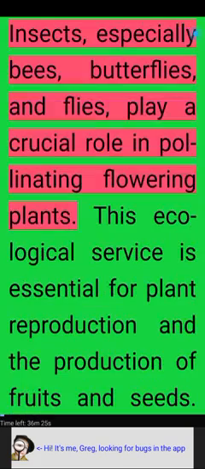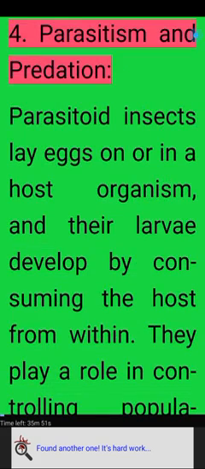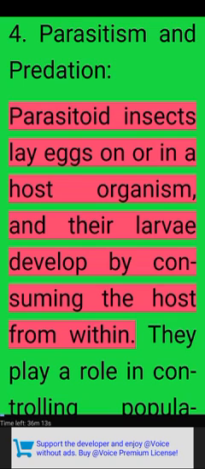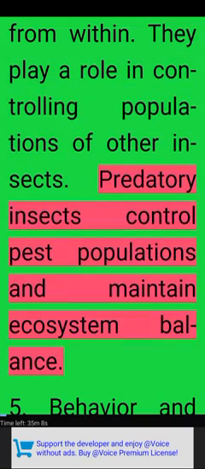3. Pollination. Insects, especially bees, butterflies, and flies, play a crucial role in pollinating flowering plants. This ecological service is essential for plant reproduction and the production of fruits and seeds. 4. Parasitism and predation. Parasitoid insects lay eggs on or in a host organism, and their larvae develop by consuming the host from within. They play a role in controlling populations of other insects. Predatory insects control pest populations and maintain ecosystem balance.